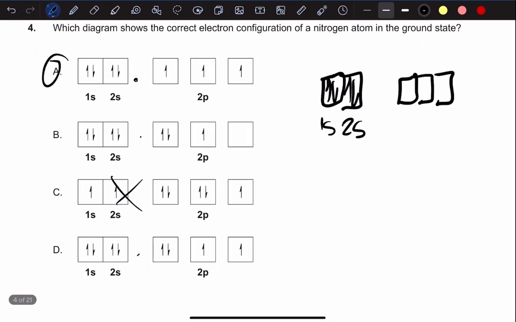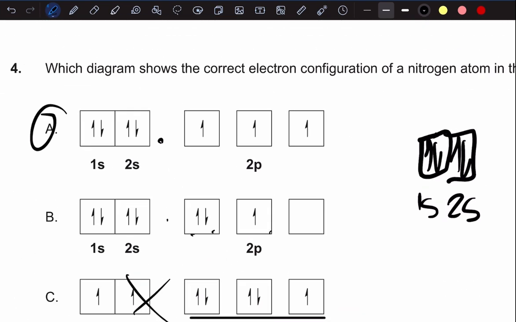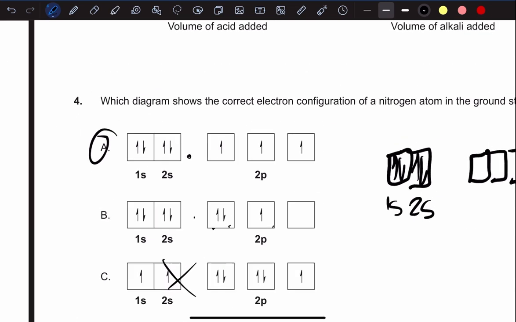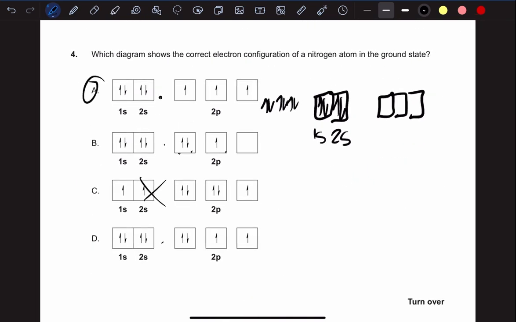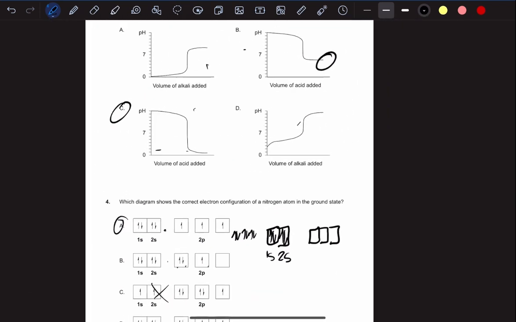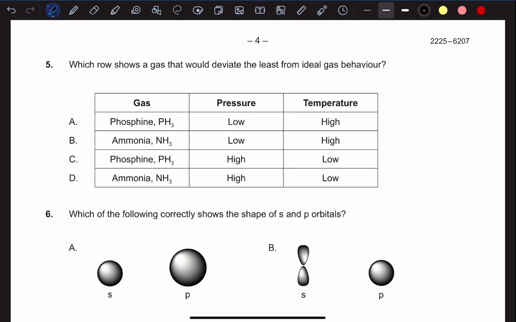Why is that? Why is sp3 filled like that? Well, this one also technically has 3 electrons in the p, but we should know that electrons fill the empty orbitals first, and then they start pairing up to avoid repulsion. So yeah, that's the only one that works. Again, refer to your periodic table. It's an easy question.